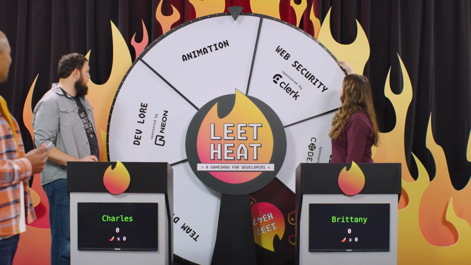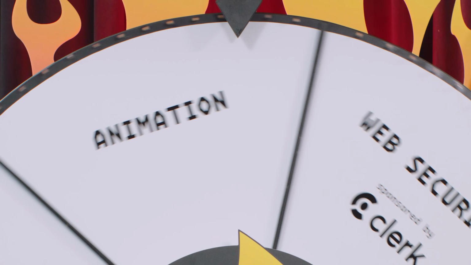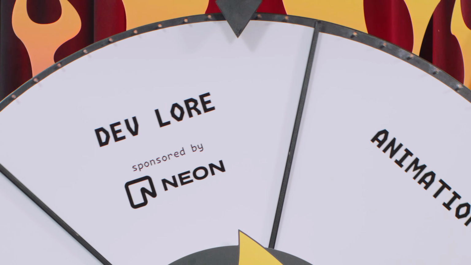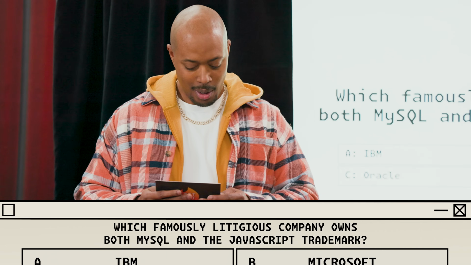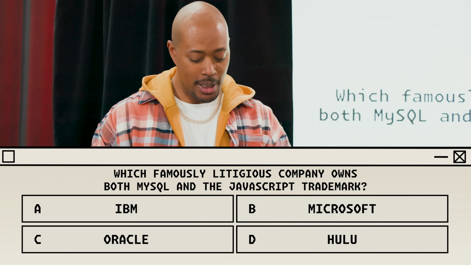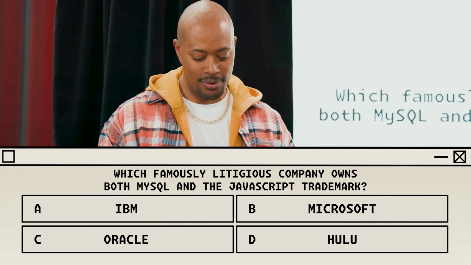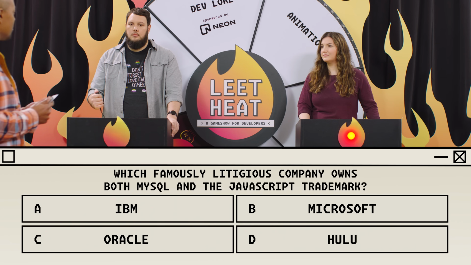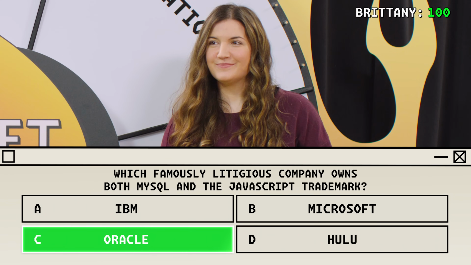Off screen, Brittany won the coin toss. Brittany, let's play Leet Heat. First category, dev lore. Contestants, get ready. Which famously litigious company owns both MySQL and the JavaScript trademark? Is it IBM, Microsoft, Oracle, or Hulu? Brittany. Oracle. 100 points. Brittany on the board. The game is started. Let's go.